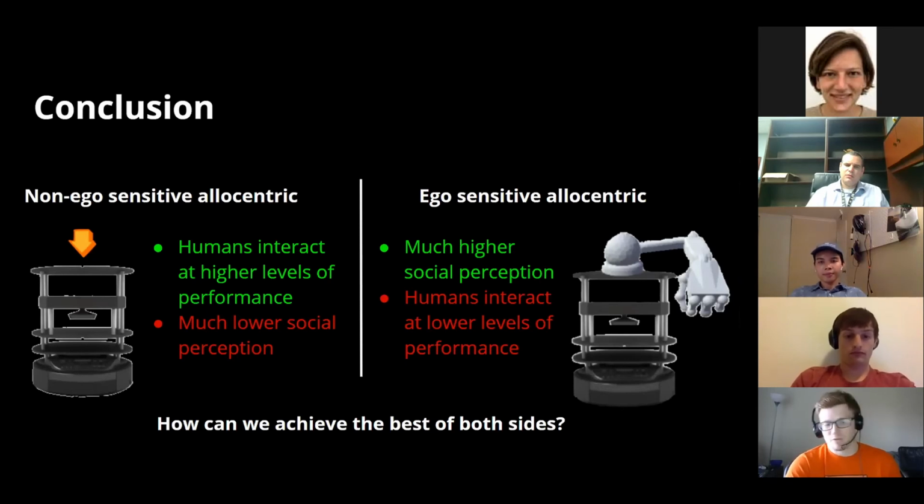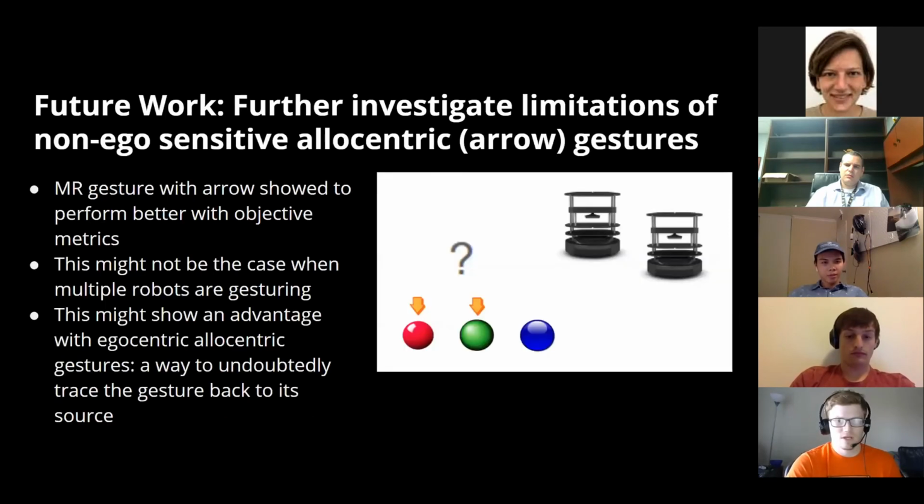And this, of course, presents a design challenge for engineers as we want to be able to achieve the best of both worlds. So in future work, it would be useful to experiment with more complex scenarios. For example, what if the human-robot team involved multiple robots that all need to gesture at objects in the user environment simultaneously? This might show a clear fall-off in performance when using an arrow gesture method. Sure, you could color code or something like that, but there's no clear way to trace the arrow back to its parent robot. An arm gesture, because it's egocentric, is attached to the ego, which is the robot, and so there's no problem tracing it back to its source.